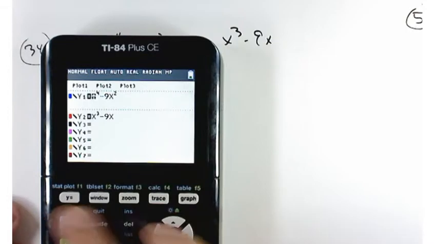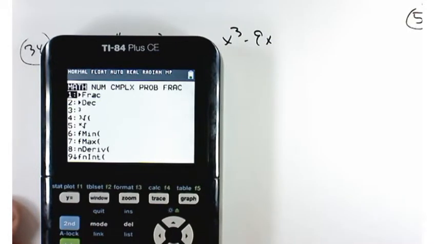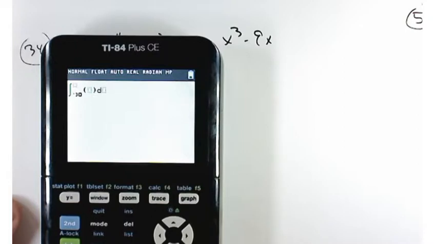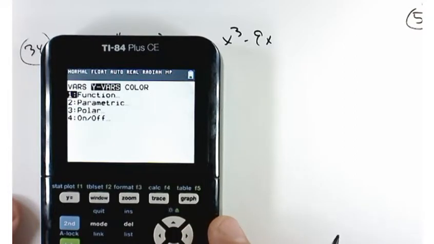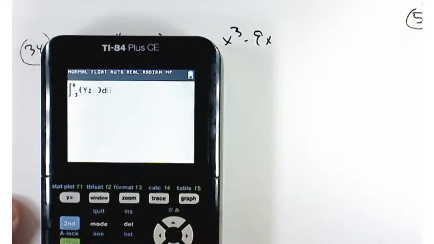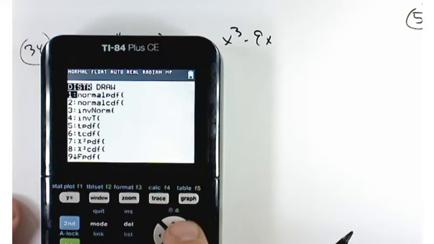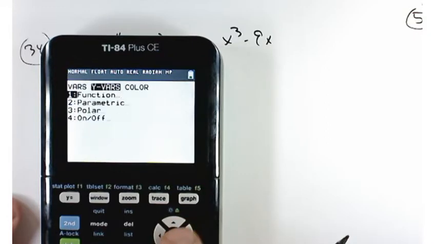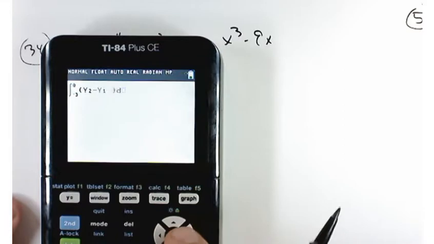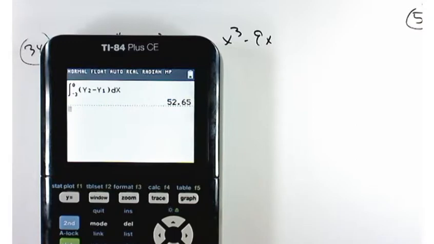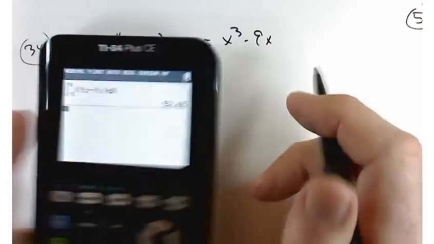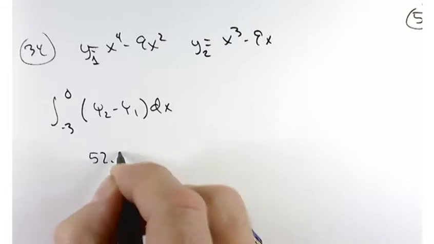So let's do that. Integral, fnInt, from -3 to 0 of y2 minus y1. Vars, Y-Vars, Function, y2 minus y1, and integrate that with respect to x. So I get 52.65. 52.65.